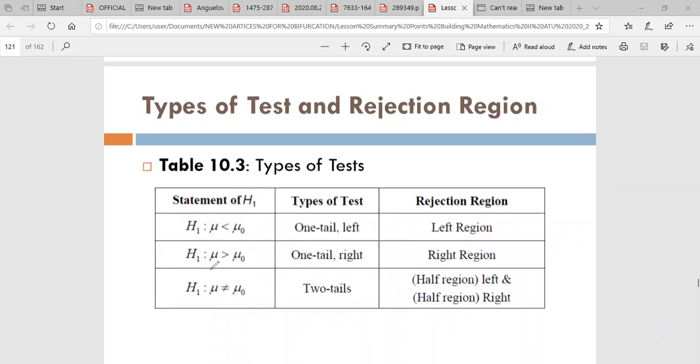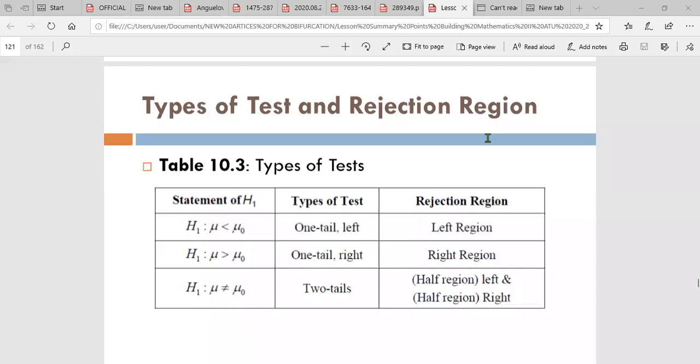So as we move on, we'll look at that demonstration for you to understand why, when mu is less than some value, it is left, but when it's greater than, it is on the right, and then when it's equal to, it is two-tailed. We'll demonstrate all that.